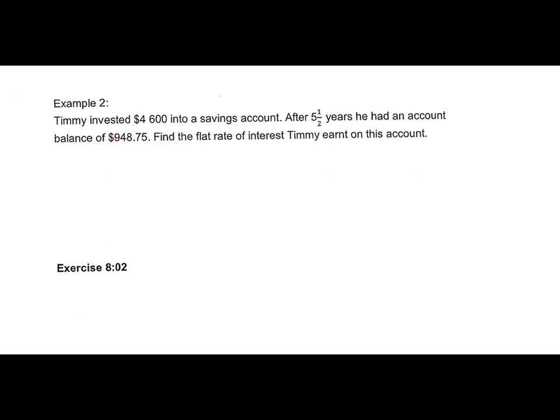So you'll just want to replace this figure here in your book to say that his account had a balance of $5,548.75. We then need to find the flat rate of interest, so not the amount, but the rate that Timmy earned on this account. So if the question was set up this way, the first thing we would say is let's work out how much interest he earned.